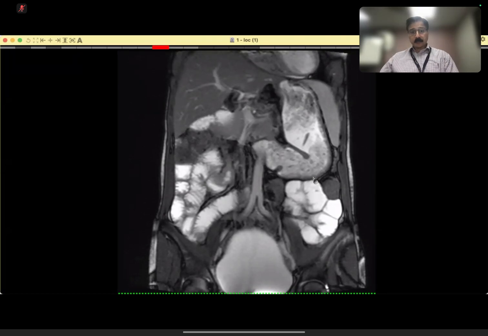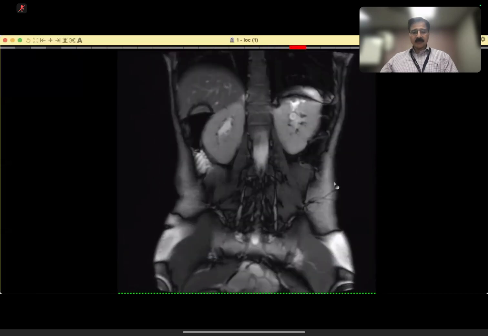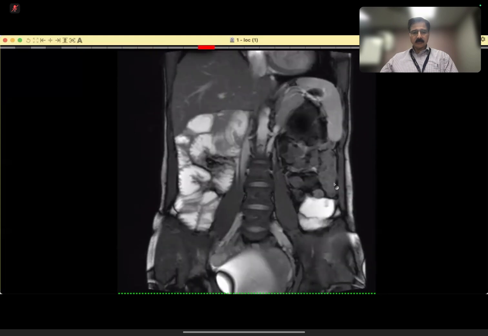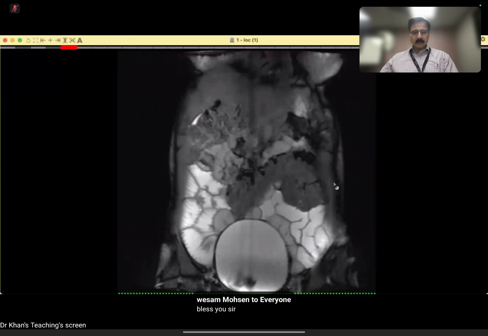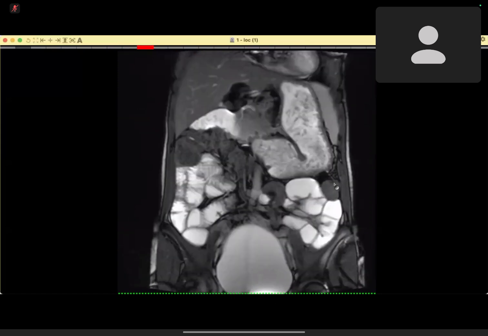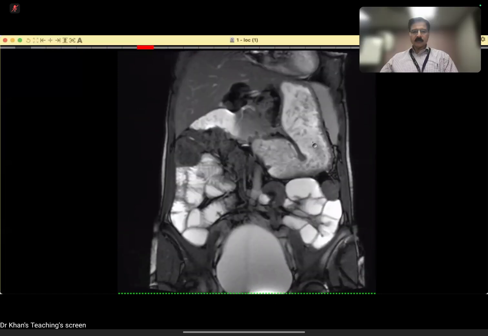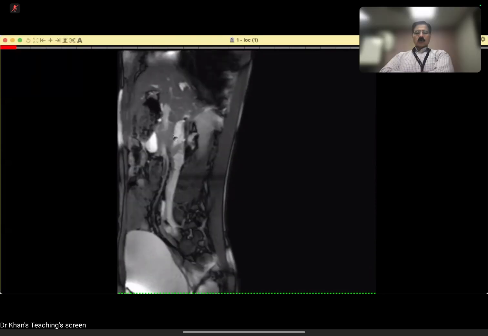Excuse me. And I am scrolling it. You want to take the mouse? Okay. I will ask for remote control. Yeah. Over to you. Okay. So forget about this sagittal. Don't look at this sagittal.